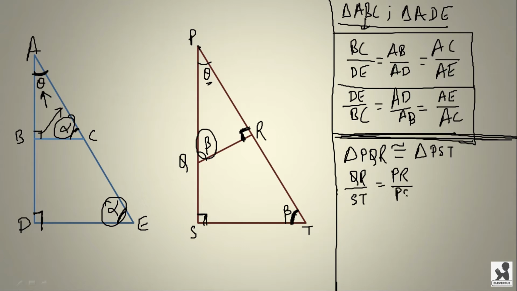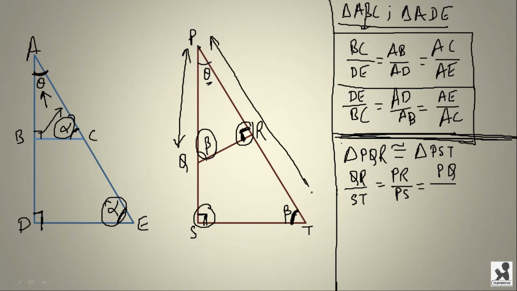So it is PR by PS will be equal to, now consider 90 degrees. The opposite side of this angle is PQ in the smaller triangle, and so we are considering the smaller triangle first. We will write PQ in the numerator, and in the denominator we will be writing the corresponding side of 90 degrees, that is PT. So PT is opposite to this angle 90 degrees, so PQ by PT.